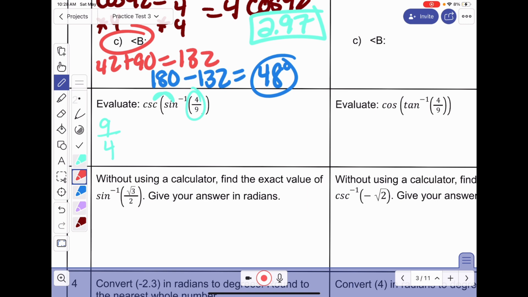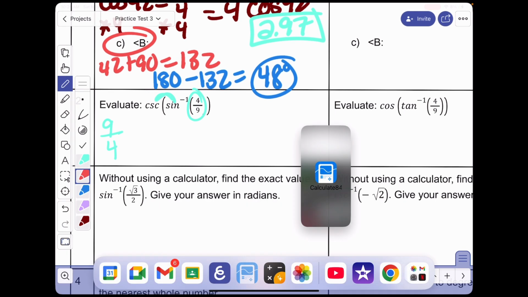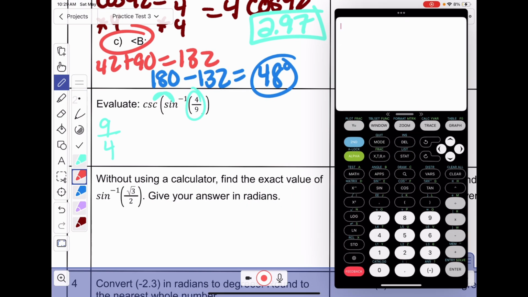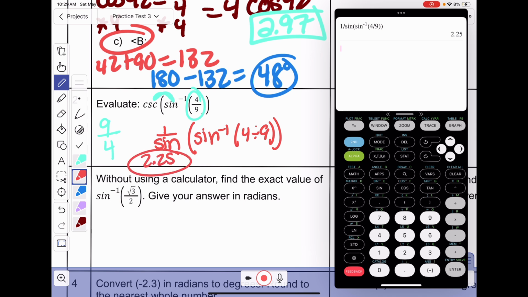Maybe you don't remember that, or you're not sure which one's which. So the other thing you can do is type it in your calculator. Cosecant is 1 divided by sine. And then in parentheses, you're going to do sine inverse, which is second sine. And then type 4 divided by 9 and close your parentheses. That'll give you 2.25, which is also 9/4.